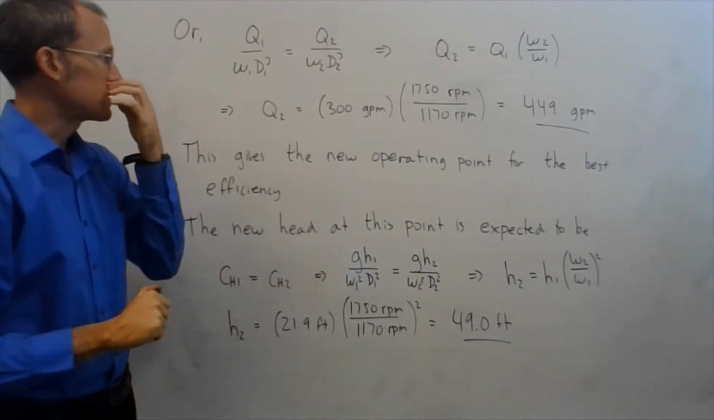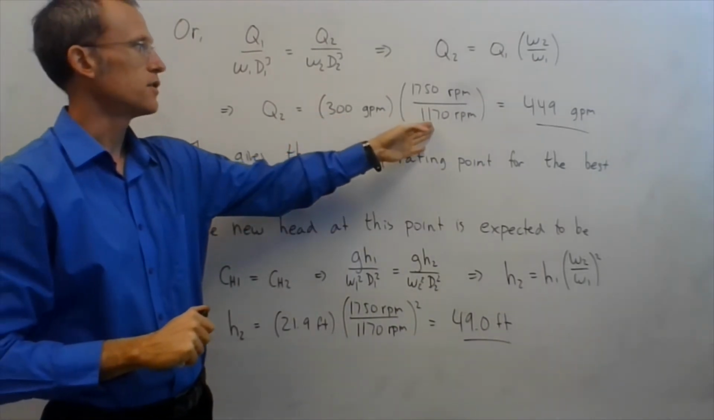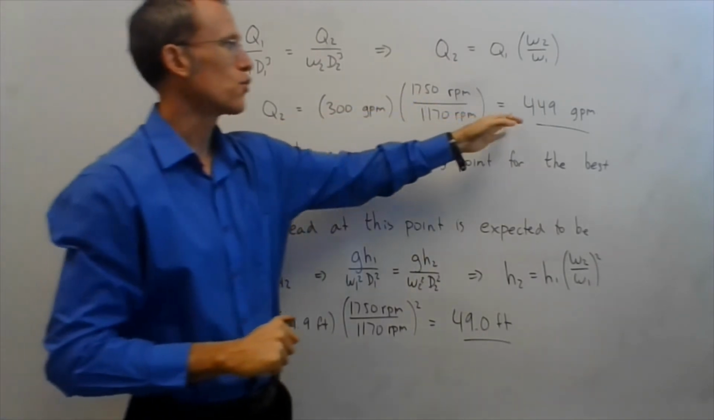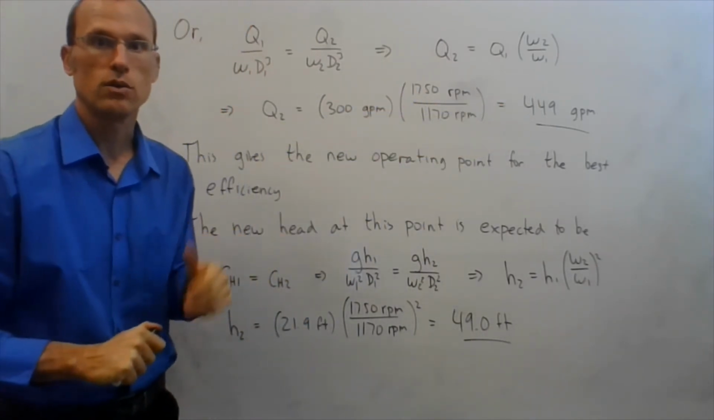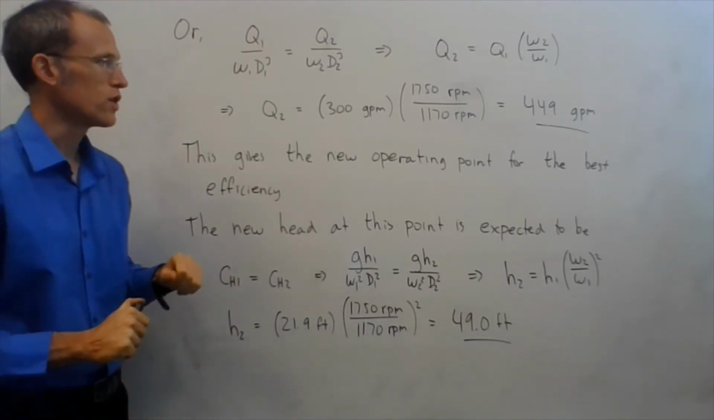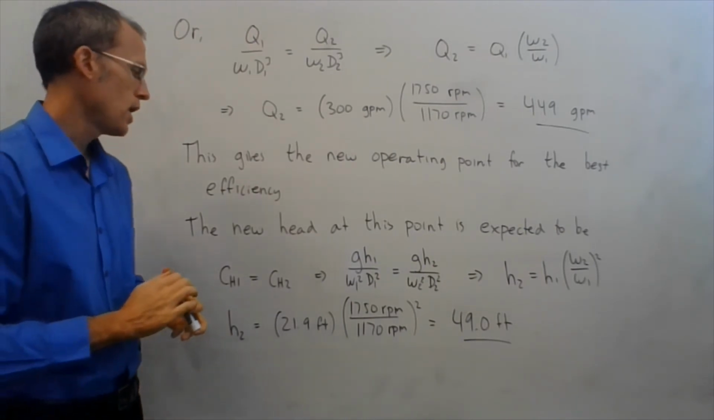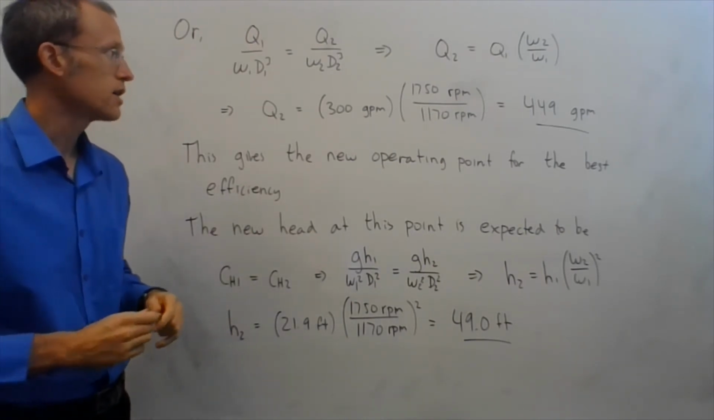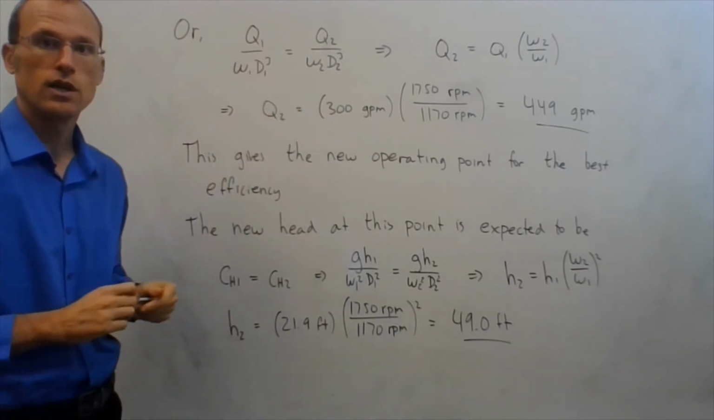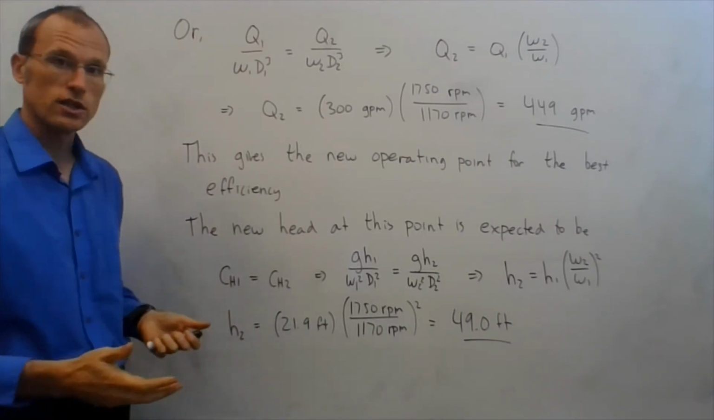So my best efficiency point at 300 gallons per minute in the old case was at 1170 RPM. I now scaled it up to 1750 RPM, and I get 449 gallons per minute as my new operating point for the best efficiency. I also want to know what sort of head I'm going to get at this new operating point. And so my head coefficient, again, because my flow coefficient is the same, that means my CHs are going to be the same due to the dimensional analysis.